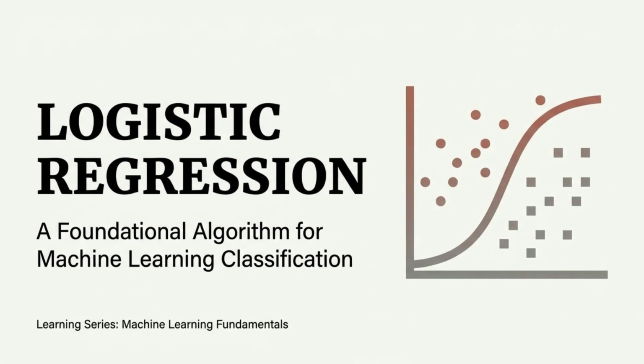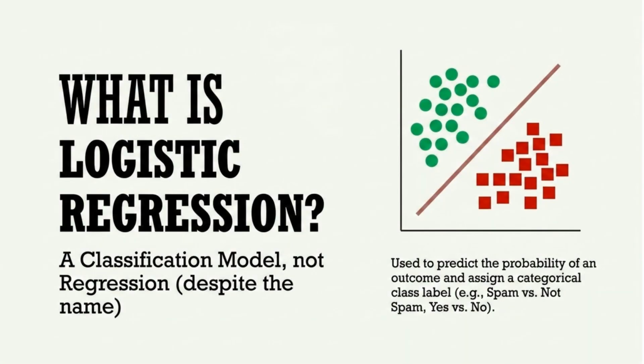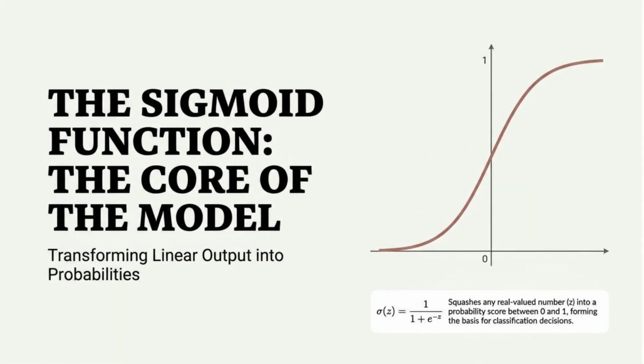Welcome to this video on logistic regression, a foundational algorithm for machine learning classification. Despite its name, logistic regression is a classification model. It is used to predict the probability of an outcome and assign a categorical class label, such as spam versus not spam. The core of the model is the sigmoid function, which transforms linear output into probabilities.